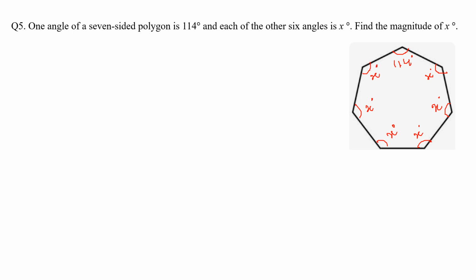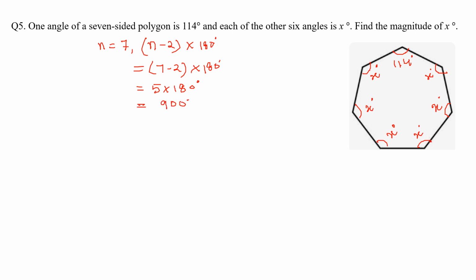And we know that in a seven-sided polygon, how do we find the sum of all the interior angles? If n is 7, you have to again use the formula (n minus 2) into 180 degrees. So substitute the value of n as 7: 7 minus 2 into 180 degrees. 7 minus 2 will give you 5 into 180 degrees. And 5 into 180 degrees will give you 900 degrees. So the sum of all the interior angles of a seven-sided polygon is 900 degrees.